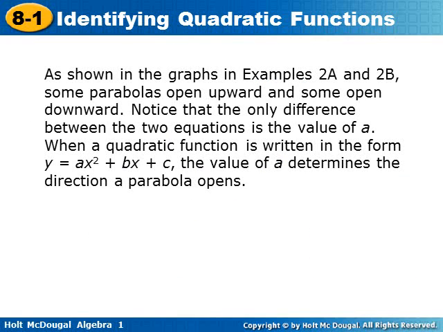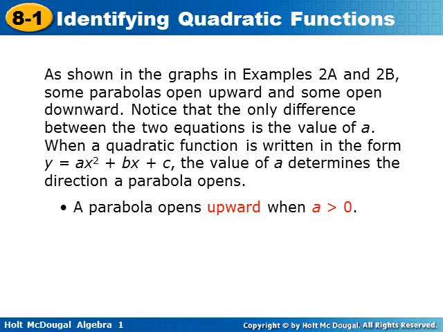As shown in the graphs in examples 2a and 2b, some parabolas open upward and some open downward. Notice that the only difference between the two equations is the value of a. When a quadratic function is written in the form of y equals ax squared plus bx plus c, the value of a determines the direction a parabola opens. A parabola opens upward when a is greater than 0. That means the number is a positive number.